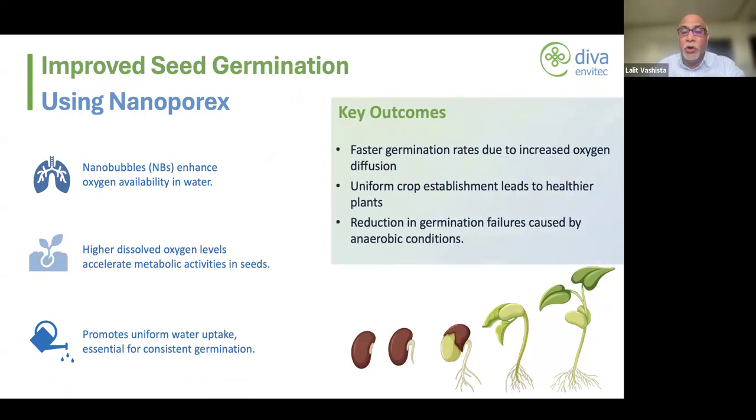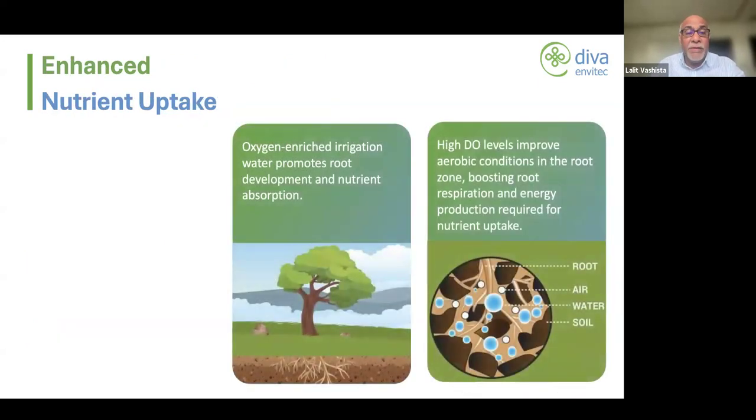Faster germination, uniform crop establishment leads to healthier plants, reduction in germination failures caused by anaerobic conditions. Like when seeds are kept together or nearby, you have anaerobic zones. So this water does not allow anaerobic zones. It is always oxygenated. You have enhanced nutrient uptake. Because of the soil characteristics changing because of nanobubbles, you have oxygen enriched irrigation water promotes root development and nutrient absorption. High dissolved oxygen levels improve aerobic conditions in the root zone.